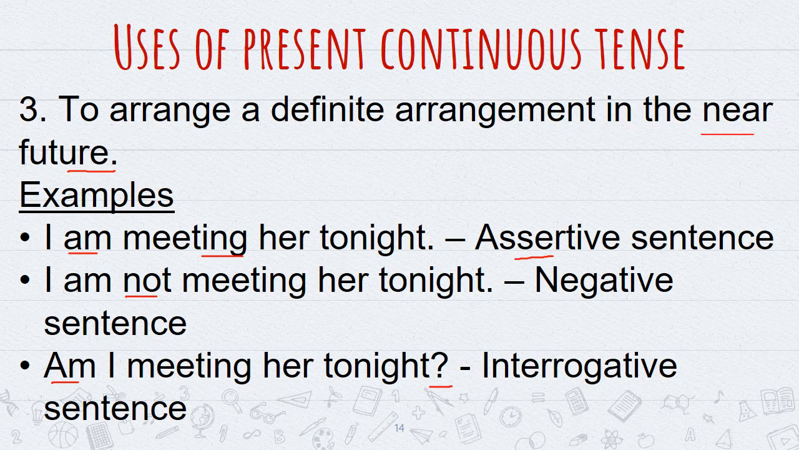Number 3 use of present continuous tense is to express a definite arrangement in the near future. Means the action is not going on, but the action will be going on in the near future we can say. For example, I am meeting her tonight. The action which is going to be done tonight, in today's night. So here we will use present continuous tense. In negative sentence, I am not meeting her tonight, and in interrogative sentence, am I meeting her tonight?